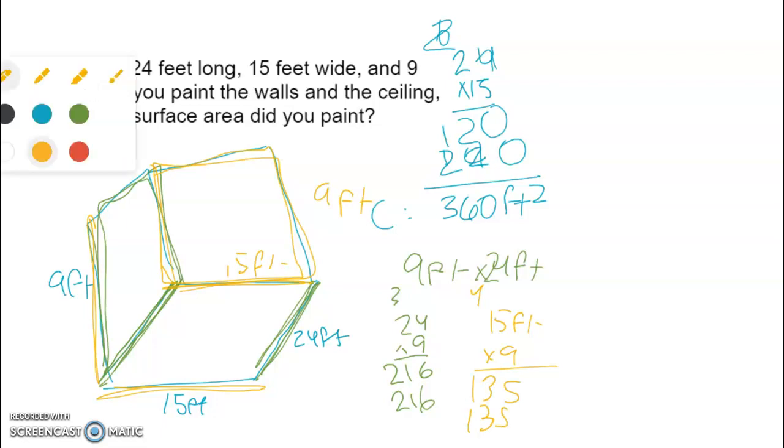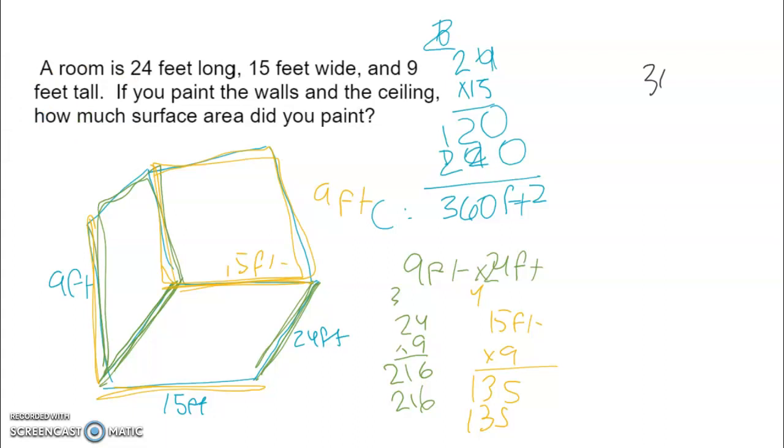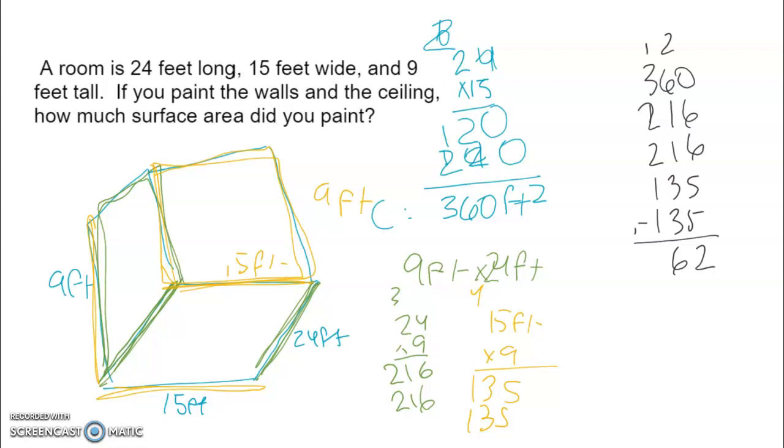So we have 360, and we're not doubling that because we just need the ceiling. We're not going to paint the floor. I have 216, 216, 135, and 135. We're going to go ahead and add those up. I have 5, 10, 16, and 22. 2 plus 6 is 8, 9, 10, plus another 6 is 16, carry the 1. 1 plus 3 is 4, 6, 8, 9, and 10.